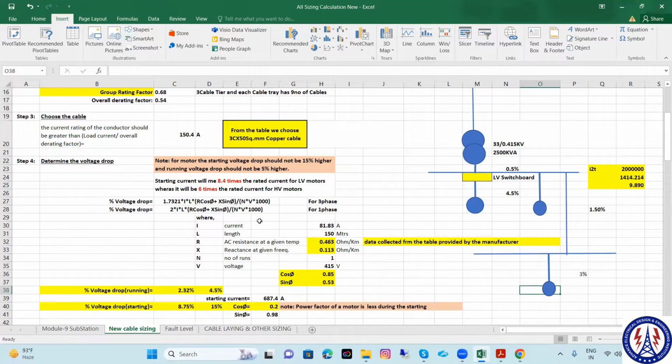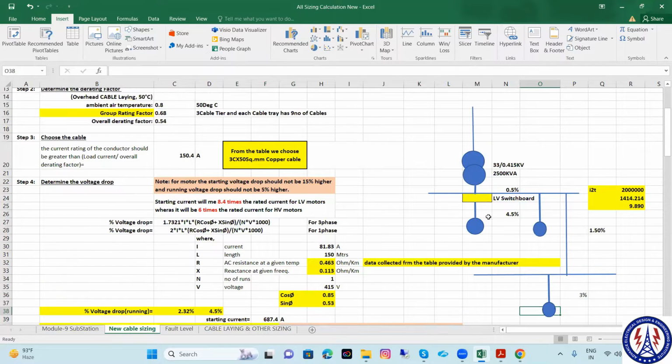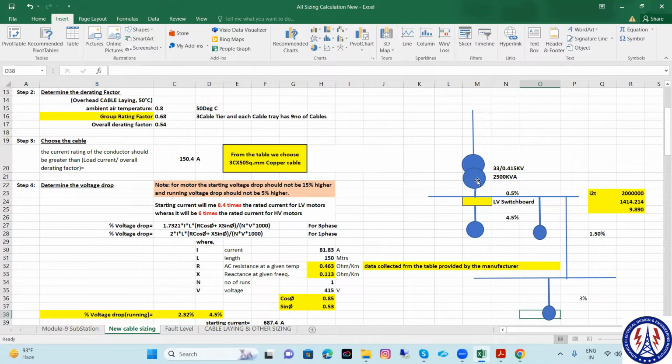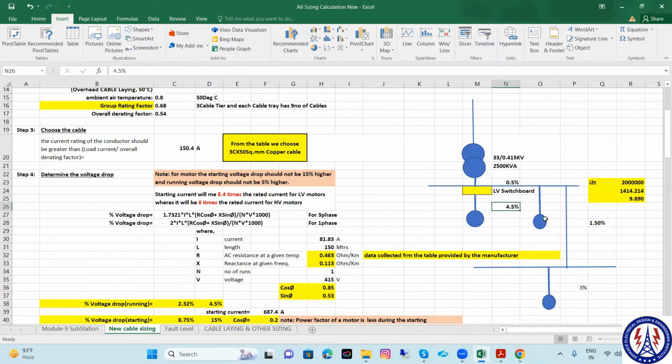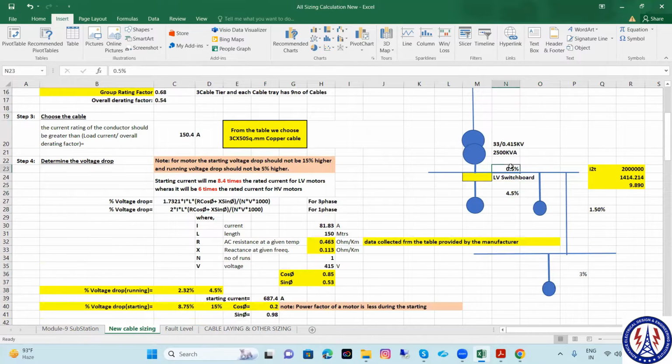So the thing is, 5% up to the load. This motor also wants 5%. Suppose I have considered the transformer to the panel as 0.5%, so the margin available for this motor will be 4.5%. If I select 0.5% here, then here I will select 1.5% and the remaining will be 3%. I keep a higher margin for the load because the length is high. Here the length is small, so I can accommodate it in the lower voltage.